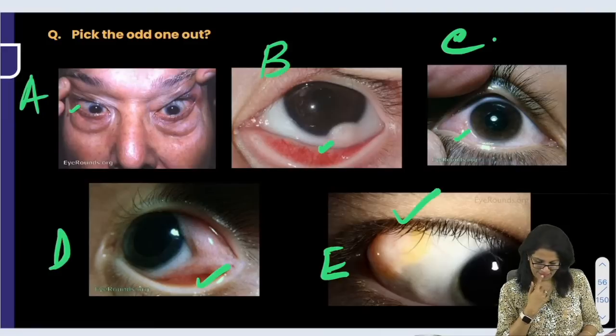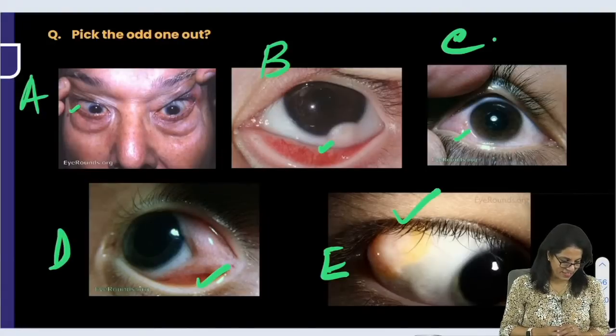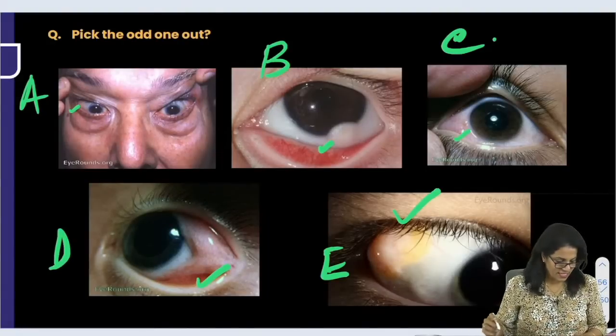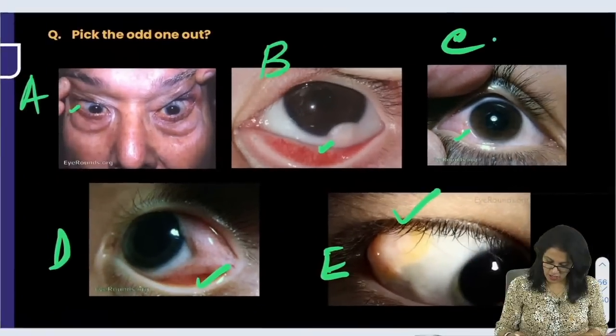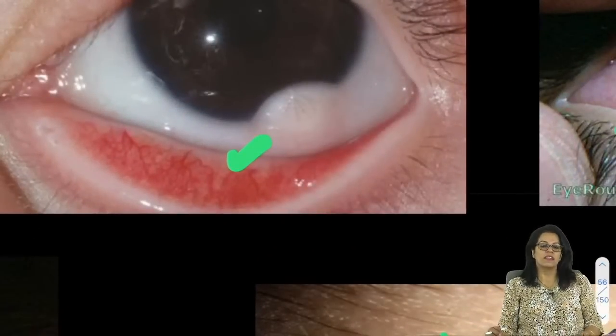Okay. Yes, now I am getting correct answers. Very good. So all of you, this B is your limbal dermoid. Recognize it. Okay, so B is your limbal dermoid.